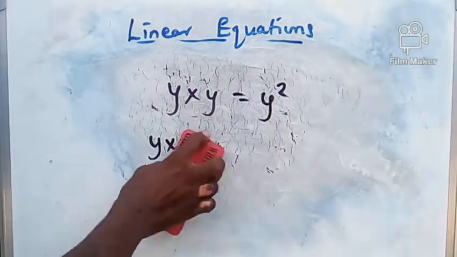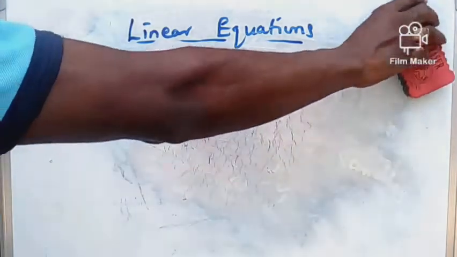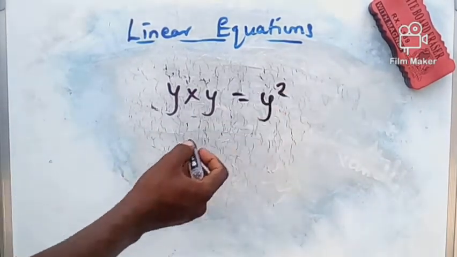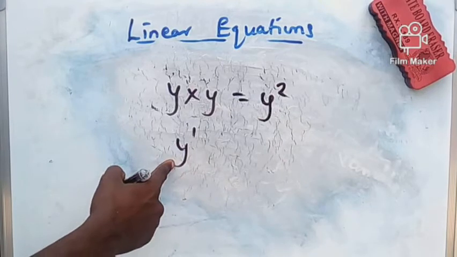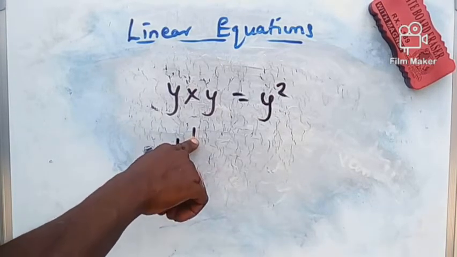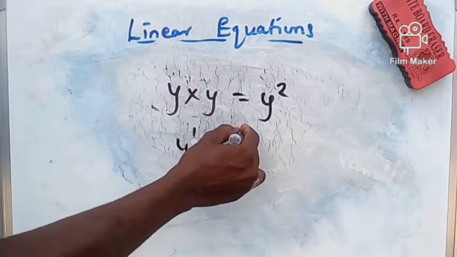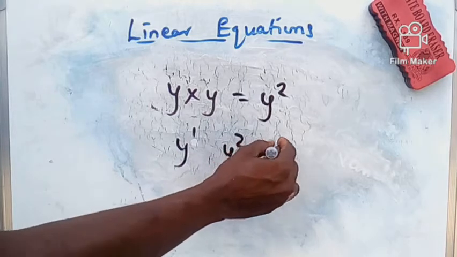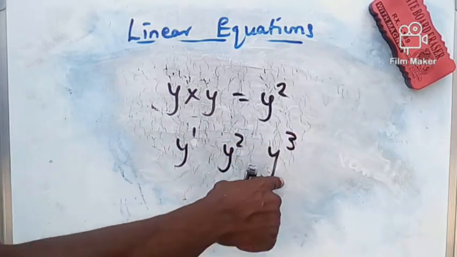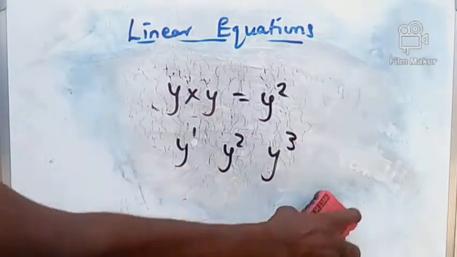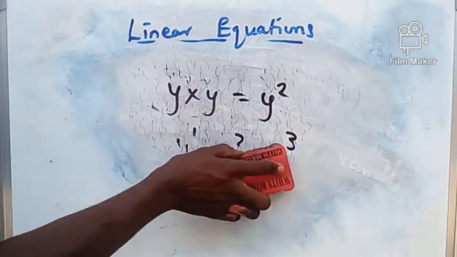Now, when you see this type of expression, y raised to the power 1 is said to be that this variable y is of the order of what? 1. Y to the power 2 means that the variable is of the order of what? 2. Y to the 3rd power means it is of the order of what? 3. So the order in algebra means the power to which the variable is raised.